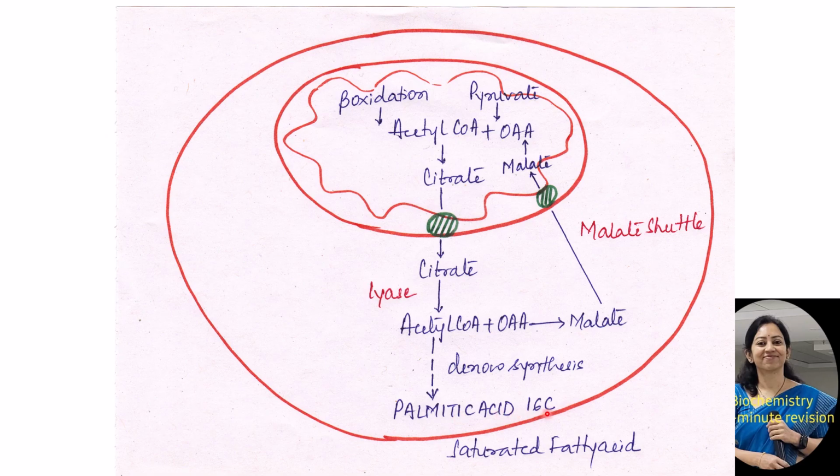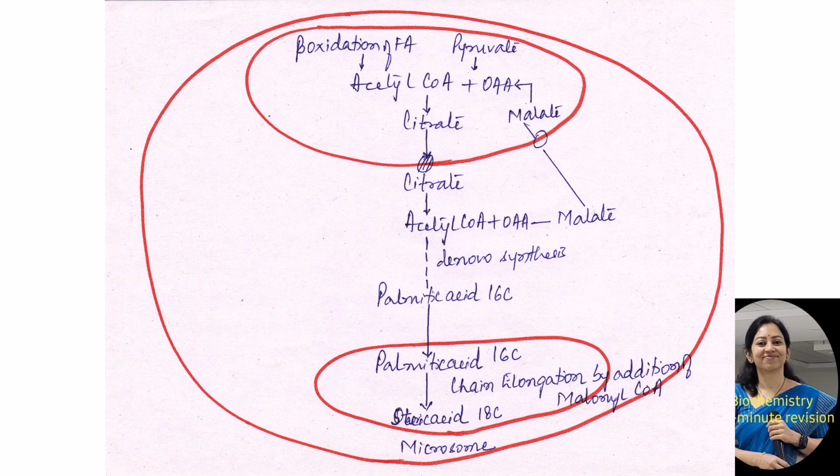The 16 carbon unit. And what is the fate of this oxaloacetate? Oxaloacetate gets reduced to malate, and we have a malate transport protein, and it will transport the malate back to the mitochondria, and here it gets oxidized to oxaloacetate for regeneration. Now the palmitic acid that is formed in the cytoplasm has to undergo chain elongation. So chain elongation can either take place in mitochondria with the help of acetyl-CoA, or it can take place in microsome, that is endoplasmic reticulum, by addition of malonyl-CoA.